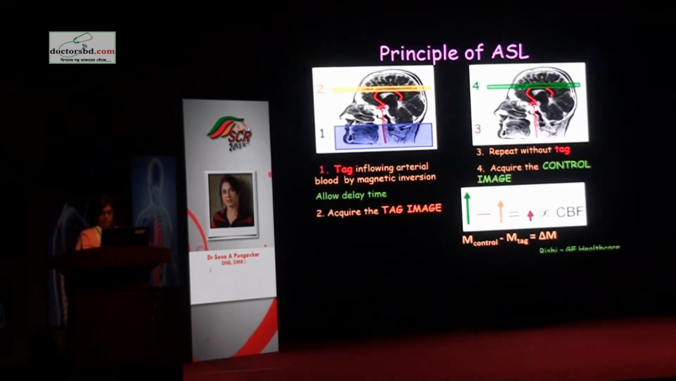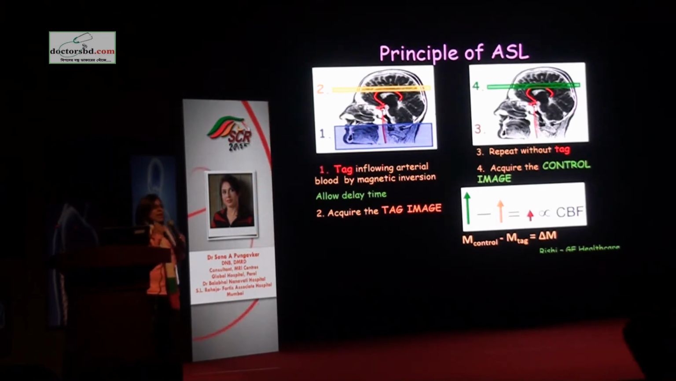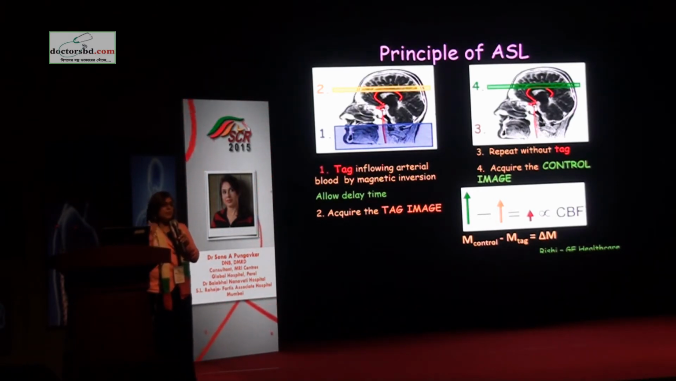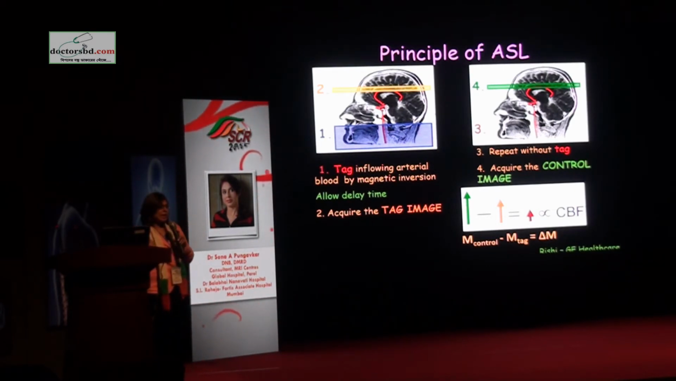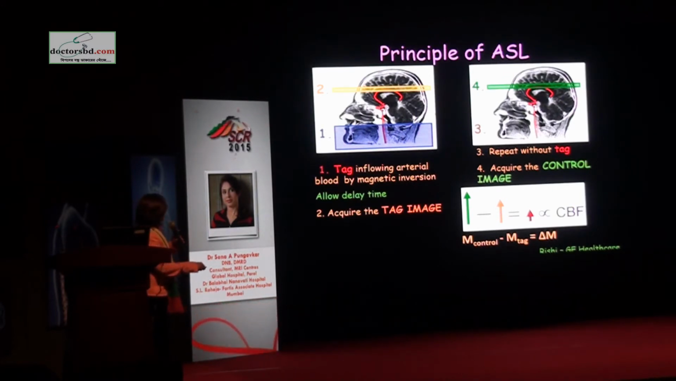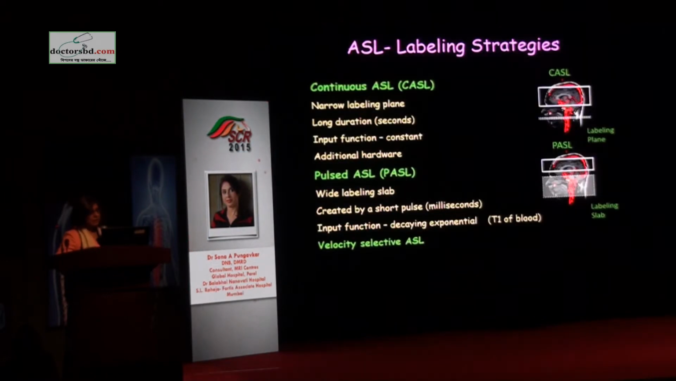So we did look at this. If there's any doubt on this, I could go through it again. We first tag the blood in the neck, wait for a while, acquire the image of the brain, then repeat the whole thing without the tagging, and we have a difference. We have two sets of data. One is subtracted from the other, and the difference is what the CBF map will look like.